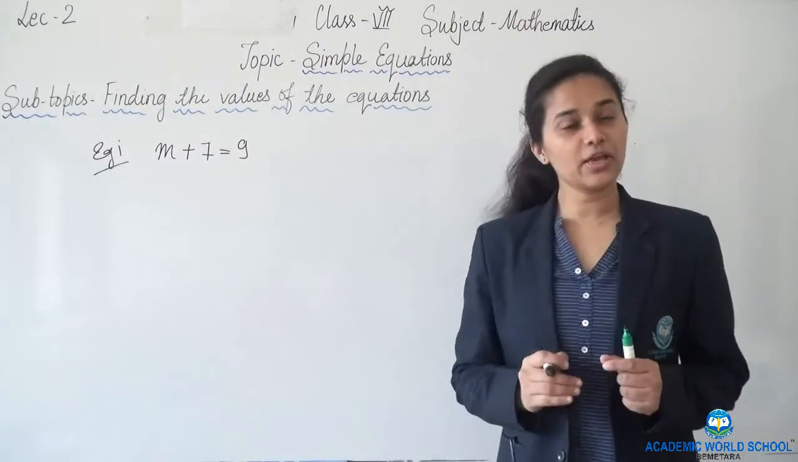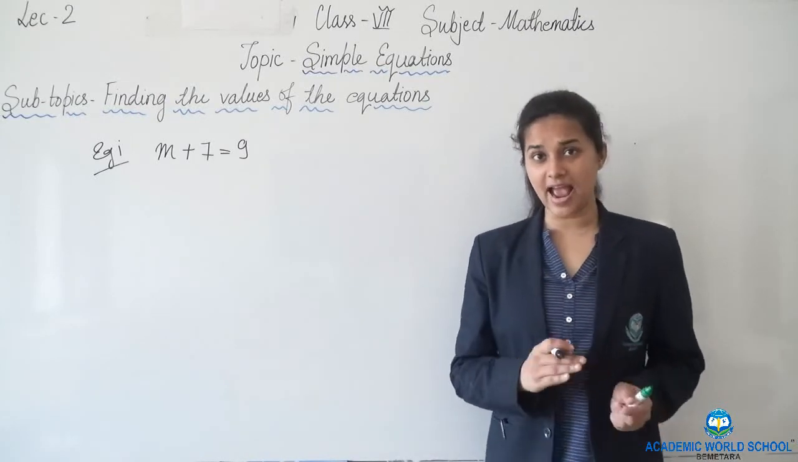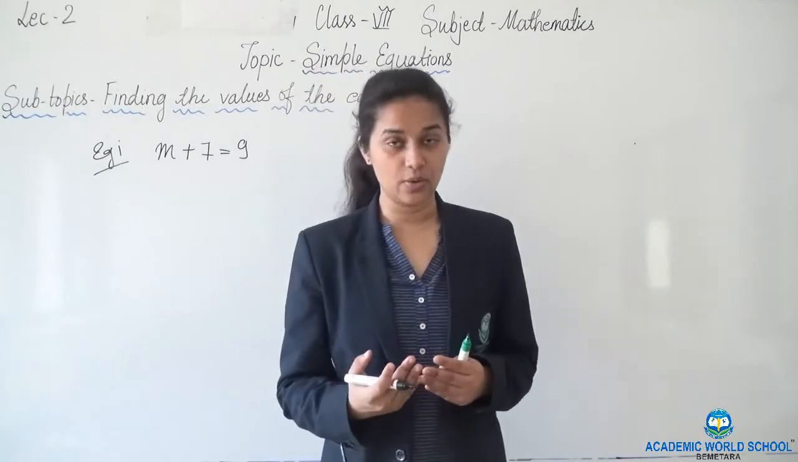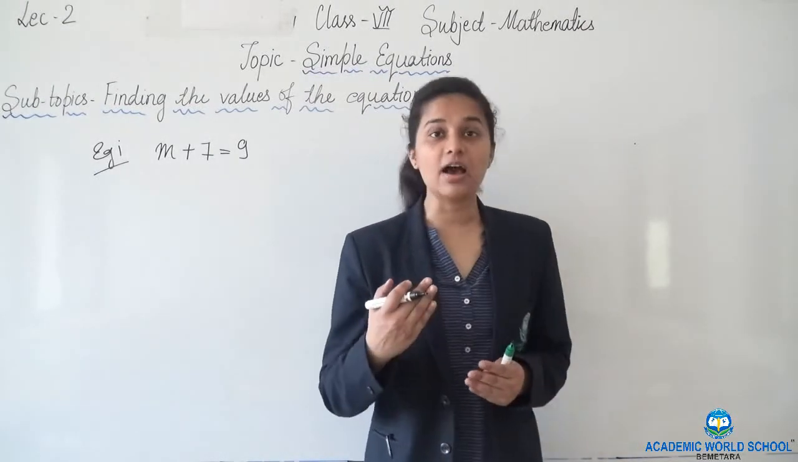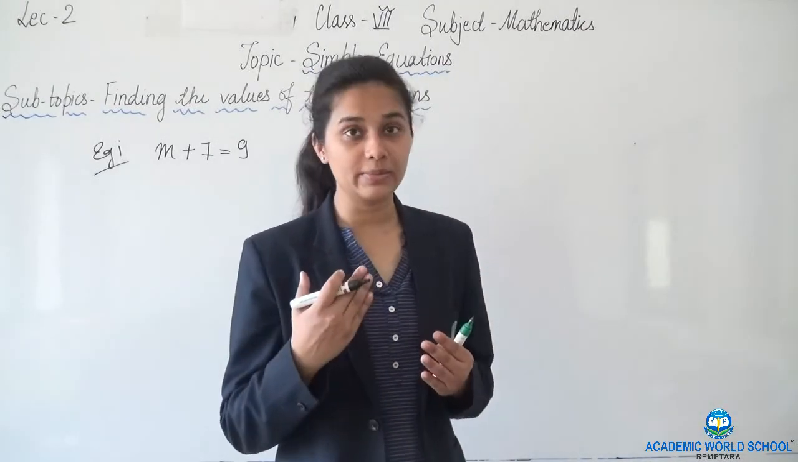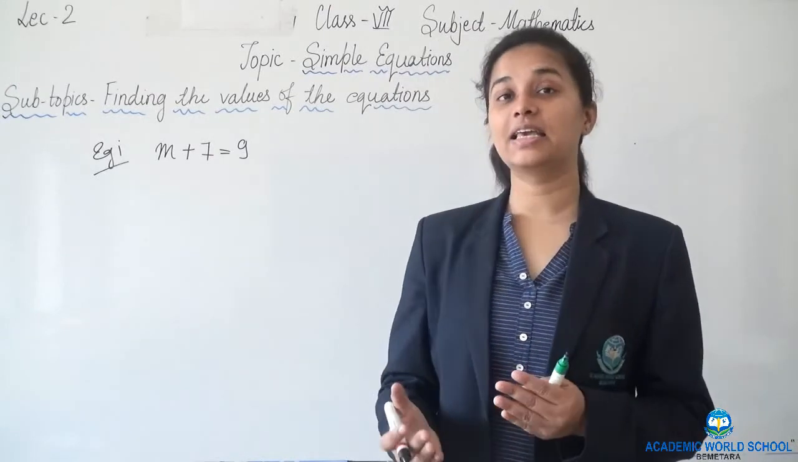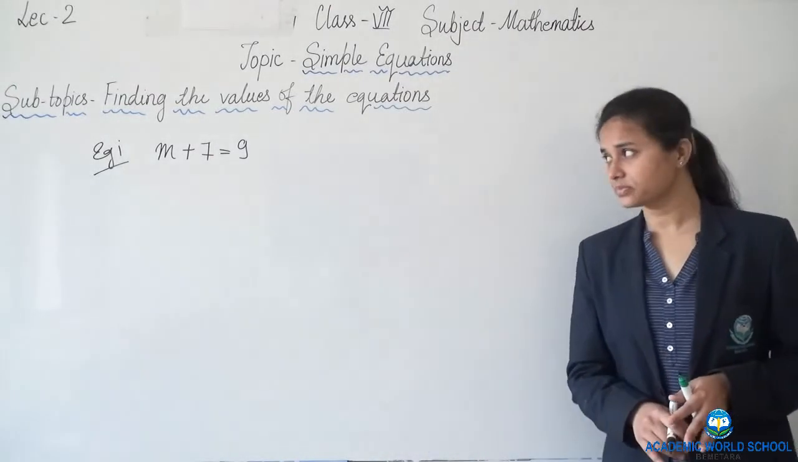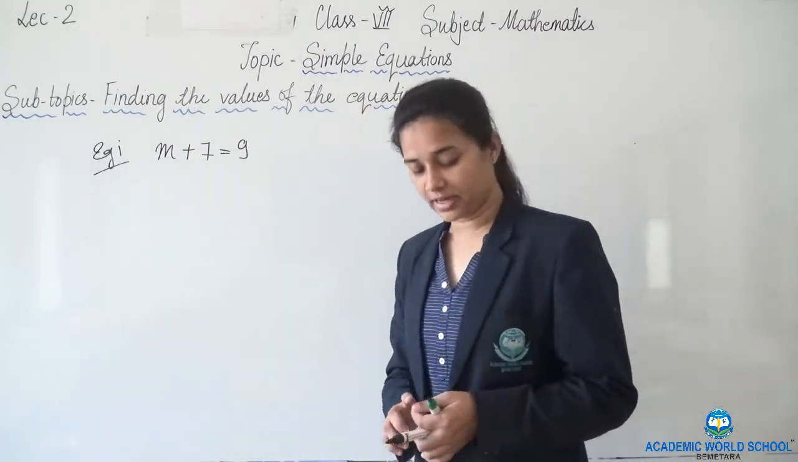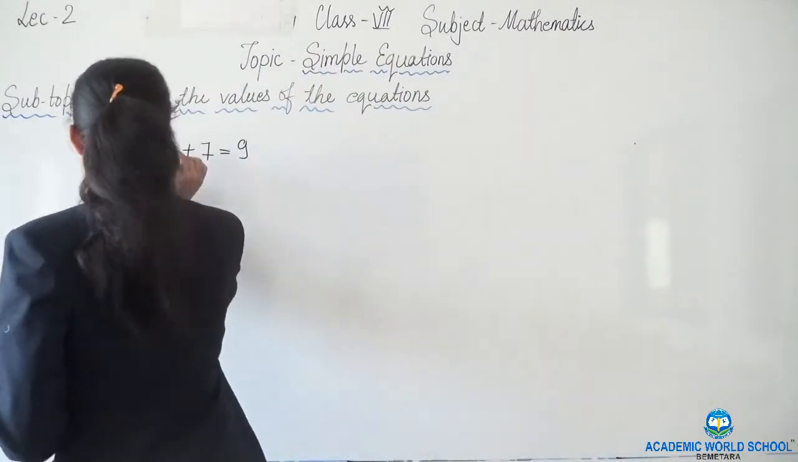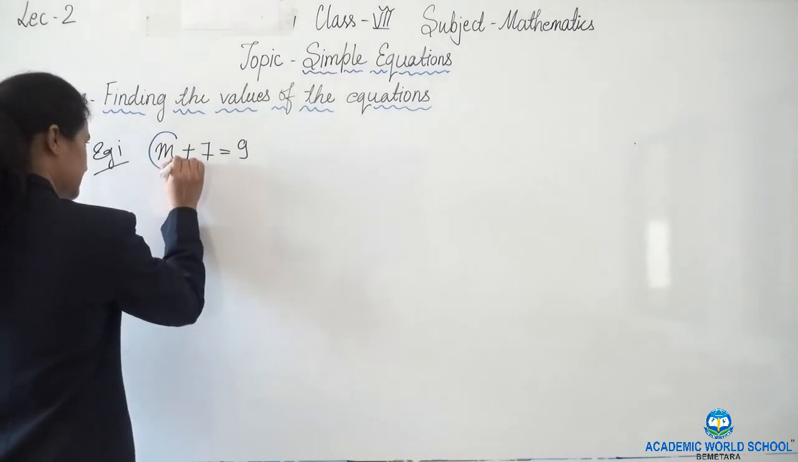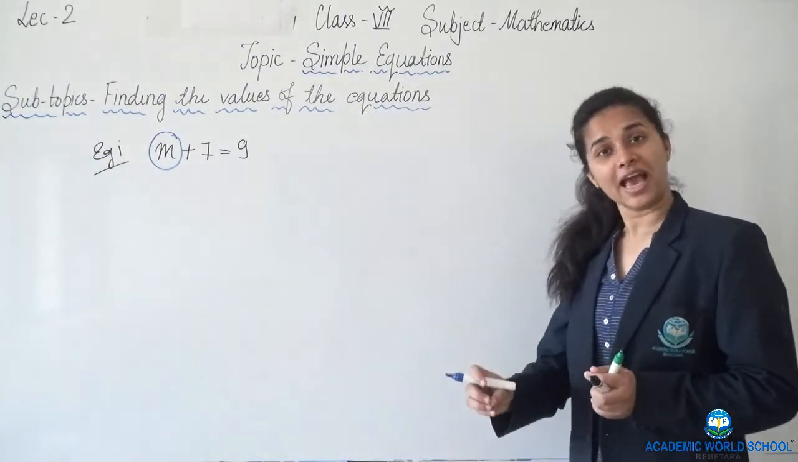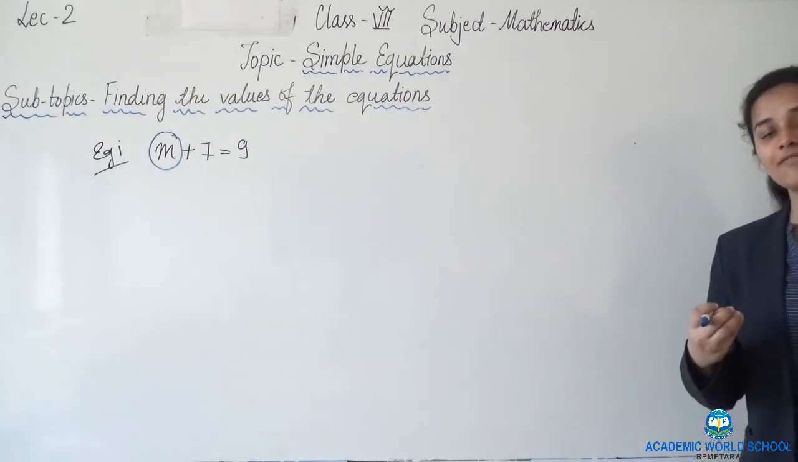Now as you see the equation, we have the left hand side and the right hand side. The rule says that we have to keep the variable either in the left hand side or in the right hand side. Now what is the variable over here? The variable over here is m, and we have to find the value of m.